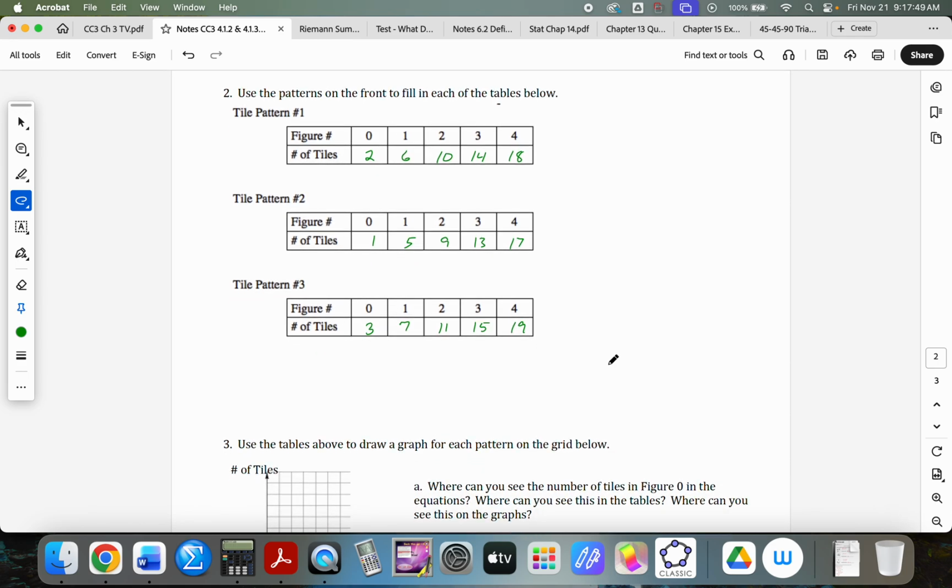I want you to notice something. Our rule for this one was y is equal to 2 plus 4x. Where can you see where this 2 comes from? The number of tiles on figure 0. Yeah, it's the number of tiles on figure 0. And this one was y is equal to 1 plus 4x. The 1 comes from the number of tiles on figure 0. And the same thing here.